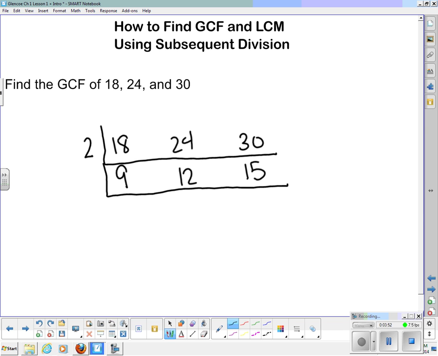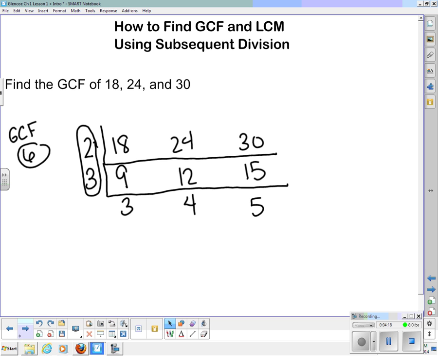Okay. Now we have 9, 12, and 15. They definitely share a common factor. Which one is it? 3. 9 divided by 3 is? 3. 12 divided by 3 is? 4. 15 divided by 3 is? 5. Our 3, 4, and 5 have no more common factors except for 1, so you could finish up there. We have a 2 and a 3, which means our GCF must be 6, because 2 times 3 is 6. Okay?